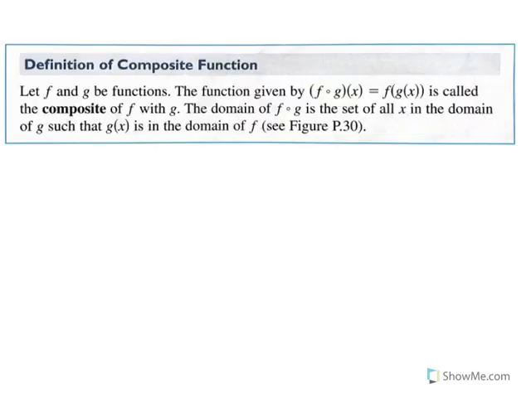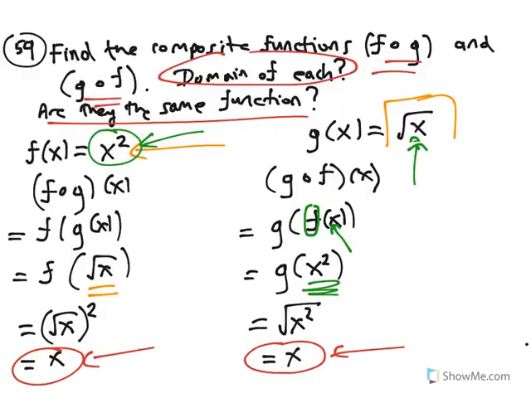So when you're thinking about the domain of a composite function, you have to think in this way. It's a set of all x in the domain of the first function, such that the output values from the first function will be in the domain of the second function. So the first function in f of g of x is g of x, and the domain of g of x is only what?